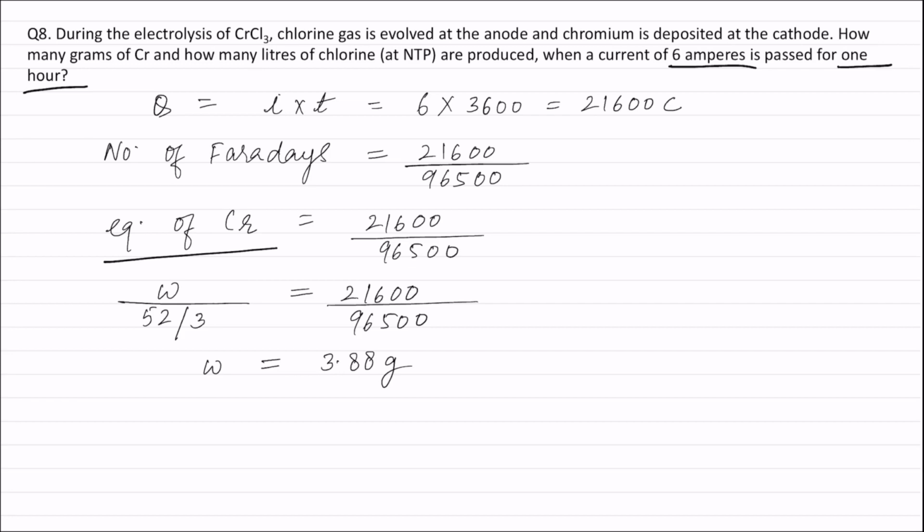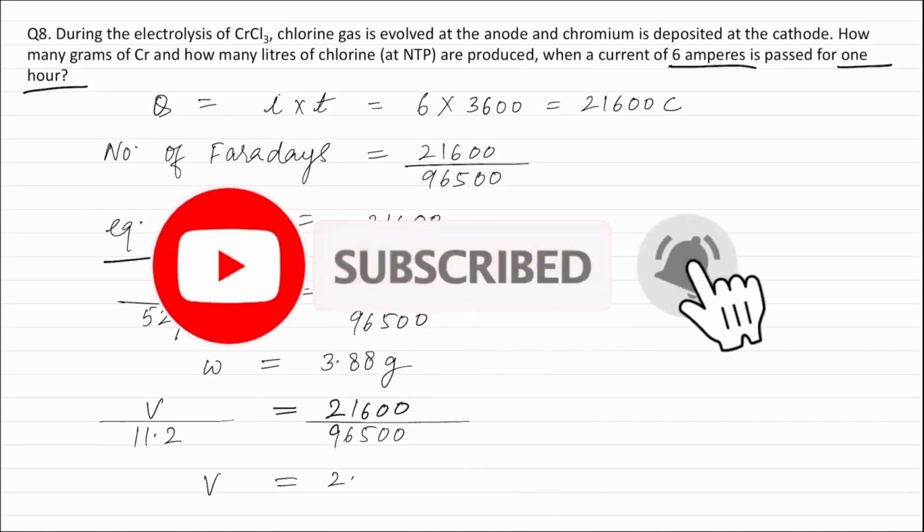Therefore, weight of chromium produced is equal to 3.88 grams. Similarly, the volume of chlorine produced will be equivalents of chlorine. And what is the equivalent of chlorine? Equivalents of chlorine will be equal to volume of chlorine, let it be V, divided by equivalent volume of chlorine, that is 11.2 liters, will be equal to number of Faradays of electricity, that is 21600 divided by 96500. And solving this equation, the value for volume of chlorine will be equal to 2.507 liters.